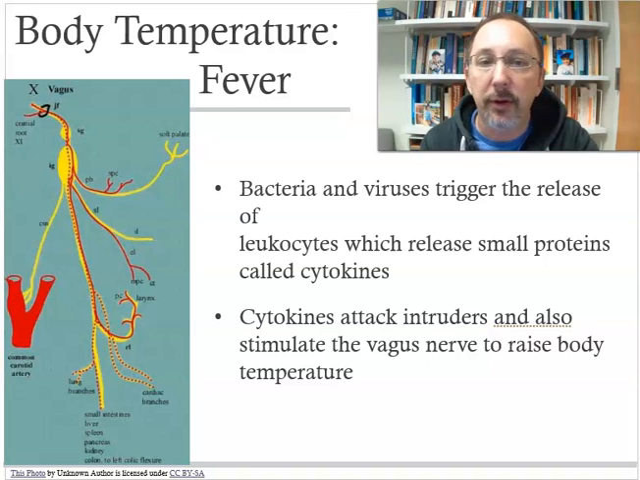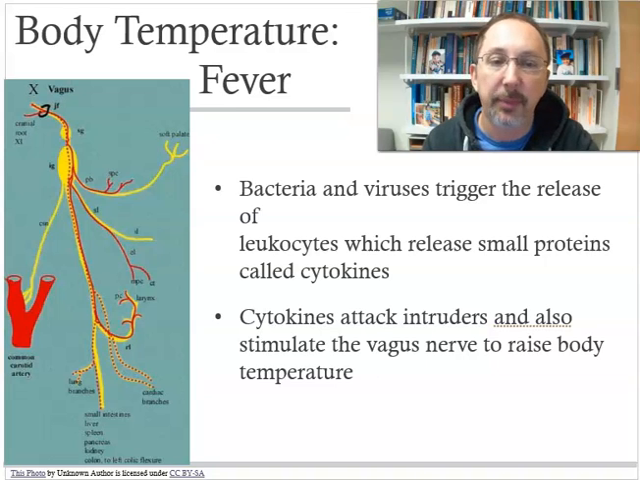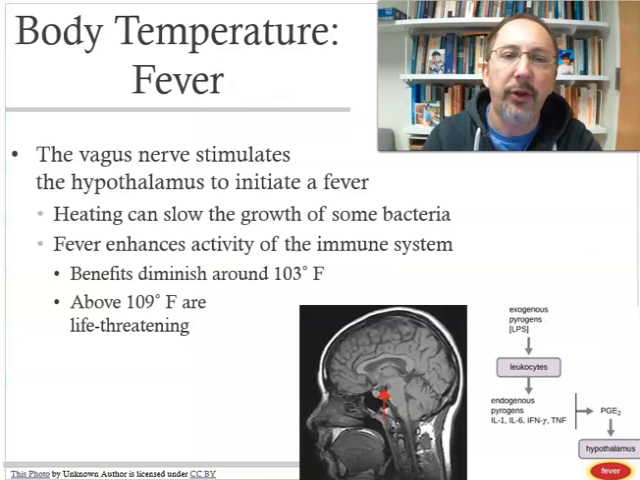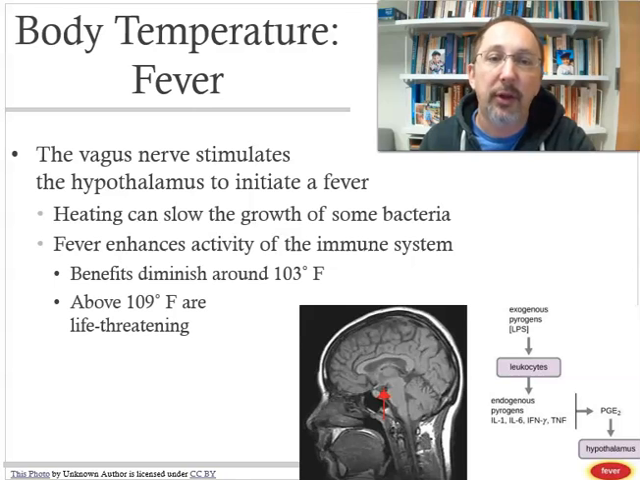Well, fever is part of a process where you get these leukocytes released by immune cells, which release cytokines. And these cytokines are responsible for attacking the bacteria and viruses, but also stimulate the vagus nerve. And this causes the body temperature to rise. So there's clearly this logical process of creating a fever. But this also means that the fever has certain things that it has to do. So the vagus nerve stimulates the hypothalamus, initiates a fever, and it can slow the growth of some bacteria.